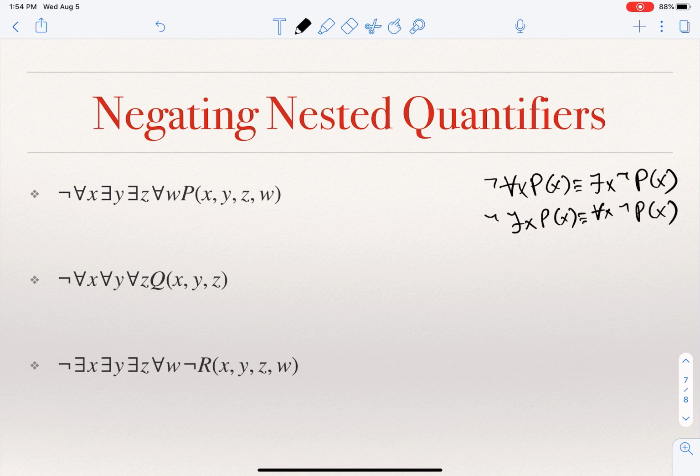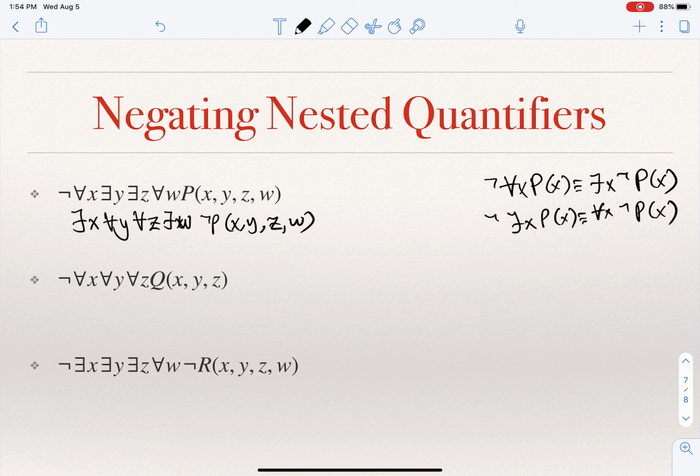So if I look at the first one, I want to start moving the negation inside. I hit the for all x, I turn it to there exists x. I hit there exists y, I turn it to for all y. I hit there exists z, I turn it to for all z. I hit for all w, I turn it into there exists w. Negation of p of x, y, z, w. This is how we can negate these kinds of statements.